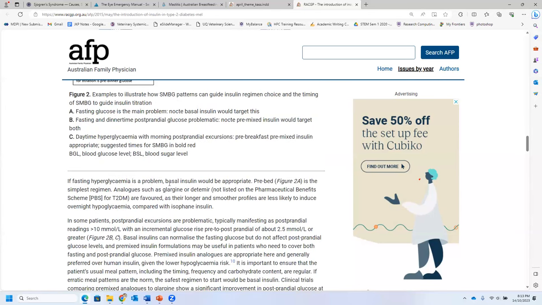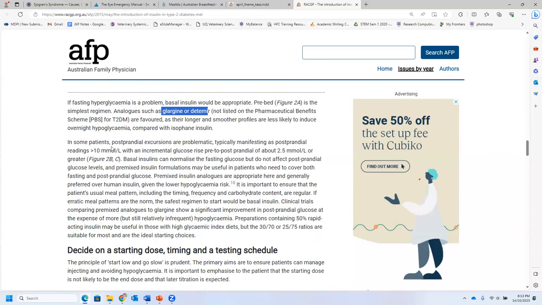If fasting hyperglycemia is a problem, basal insulin would be appropriate, like the long-acting one, such as glargine or detemir. In some patients, postprandial excursions are problematic, and they typically have very high BSLs postprandial. So in those patients, basal insulin can normalize the fasting glucose, but it cannot normalize the postprandial ones. That's why we use the premixed insulin formulations, which not only cover the postprandial one, it can also help with the fasting blood glucose levels as well. Is it clear? So that is why it's very important to ensure that the patient you're monitoring for glycemic control has an equal amount of carbohydrates or roughly the same caloric intake, so that when you're putting them on the regime according to their BSL rises, they're not having any hypoglycemic episodes.